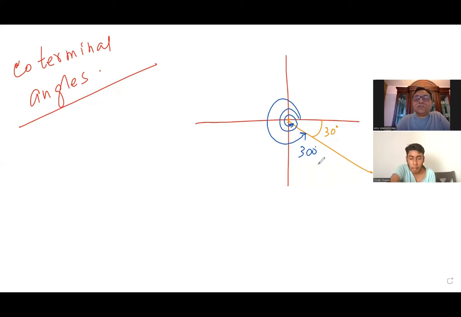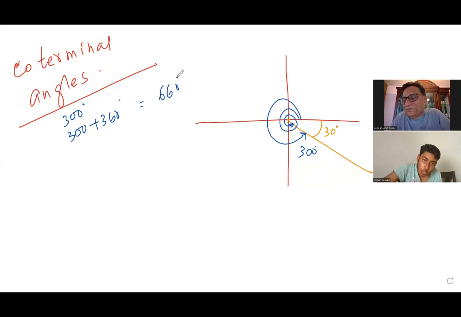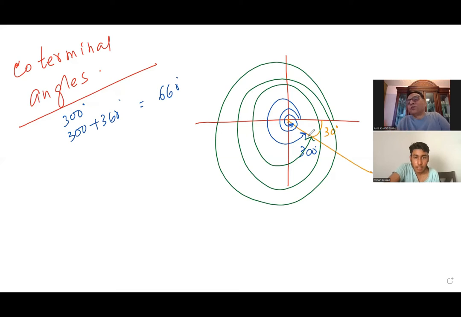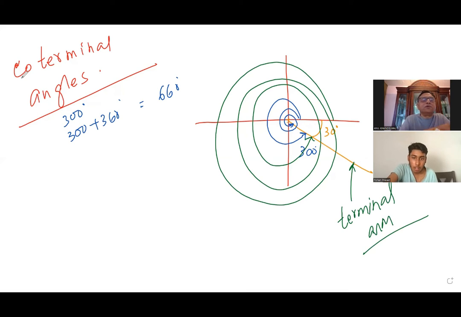Do you understand? So one full circle is 360. One angle is 300 degrees, the other will be 300 plus 360, right? After one more circle, you are going to reach the same place. You can go many circles and come to the same point. Do you see that? You are always reaching the same terminal arm, right? Therefore, these angles are called co-terminal angles.